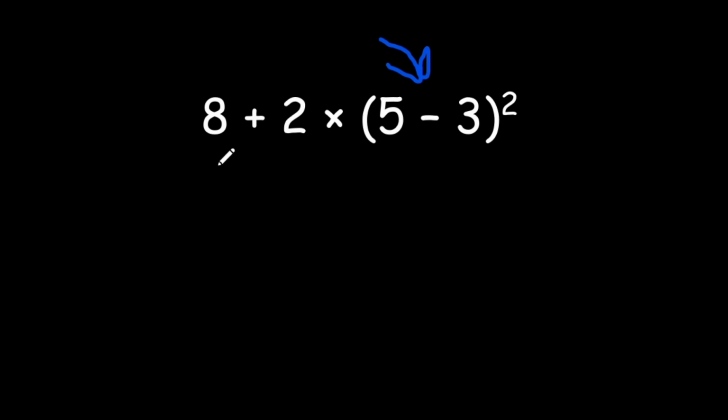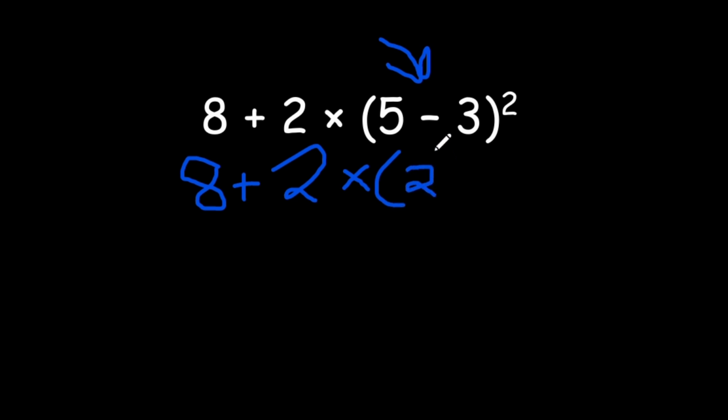So it means we'll have 8 plus 2 and then multiply by, and what we have in the bracket is 5 minus 3. And 5 minus 3 should give us 2. Then we also have 8 to the power of 2, which we'll put outside the bracket.